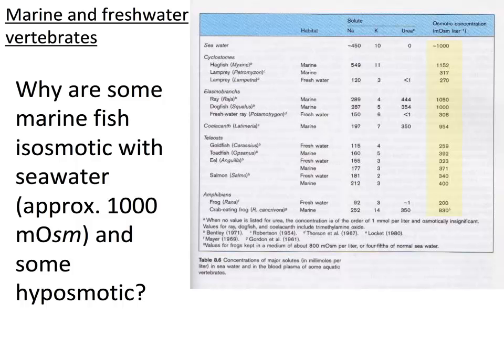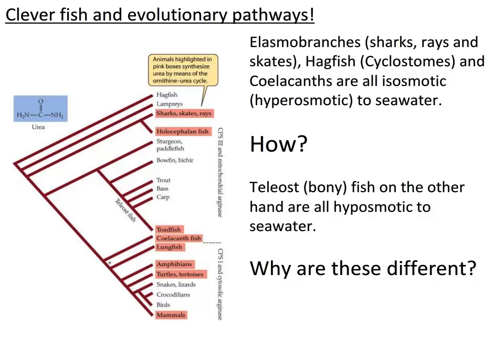Well, surely they all evolved from the same ancestors, so why are elasmobranchs isoosmotic and why are bony fish, teleost fish, hypoosmotic? So if we look to the previous slide, we could see that elasmobranchs, hagfish and coelacanths are also isoosmotic to seawater, whereas bony fish weren't. They were hypoosmotic to seawater.